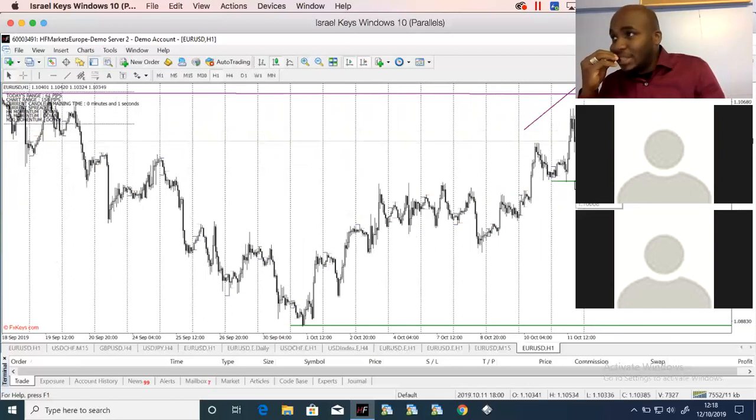I want price to give me a signal. If it breaks below this level here, it's telling me I'm probably looking short. If it breaks above that level here, I'm probably looking long.